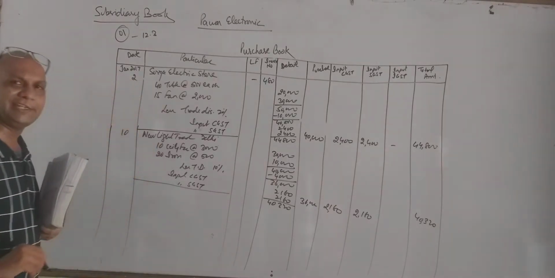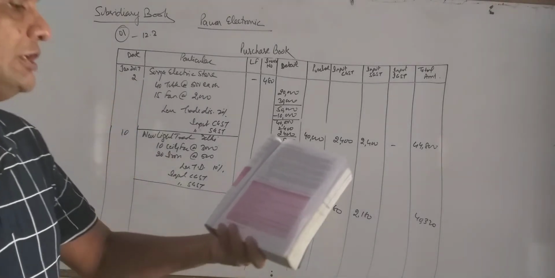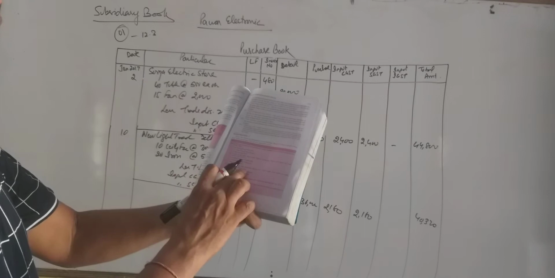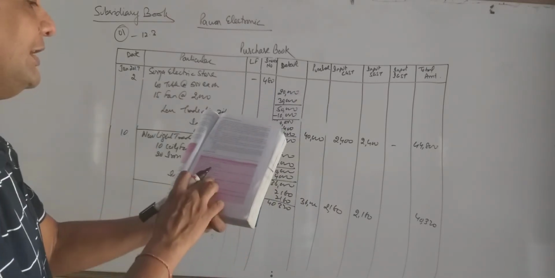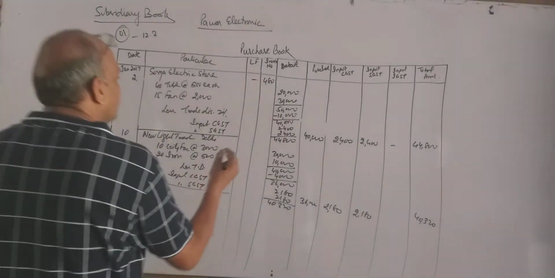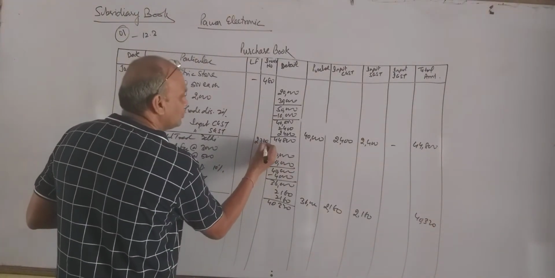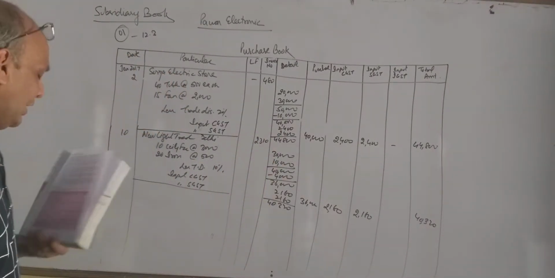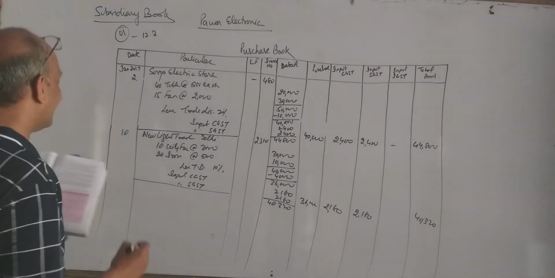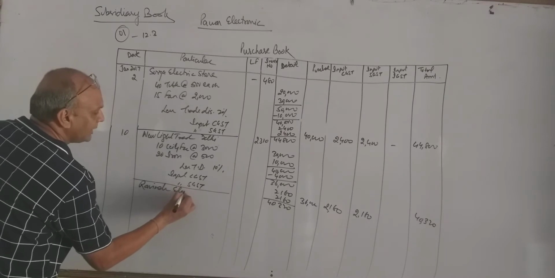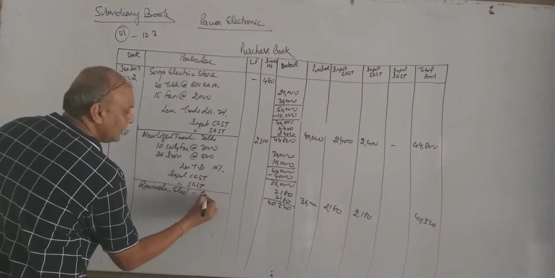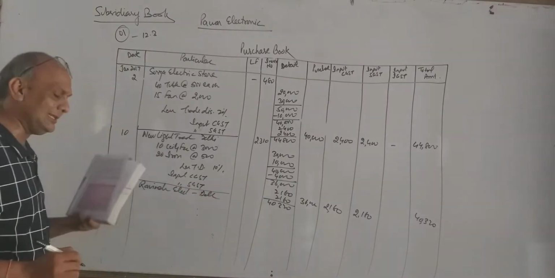We are recording only credit purchase. The next entry is given on 20th. Purchase goods from Ravindra Electronic, Patel Nagar, New Delhi on credit. In the earlier entry, the invoice number was 2310, the bill number. Now we are purchasing from Ravindra Electronic, Delhi. Again you have to give the details.